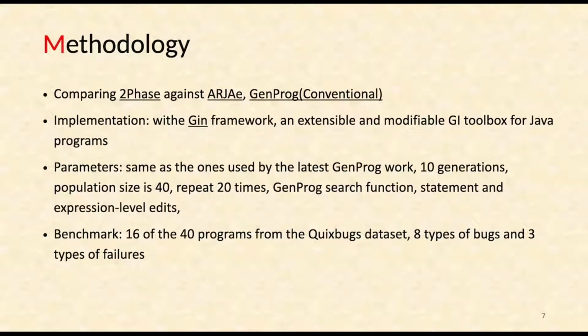Last year, in our position paper, we proposed to implement the fitness functions with the Gen framework, which is an extensible and modifiable program repair toolbox for Java programs. And we propose to use the same parameters as the ones used by the latest GenProg work. So it's 10 generations, 40 individuals, repeat 20 times, and we use the GenProg search functions. We also apply the statement and expression level edits. For the benchmarks, we selected 16 of the 40 programs from the QuixBugs dataset. It provides 8 types of bugs and the 3 types of failures.